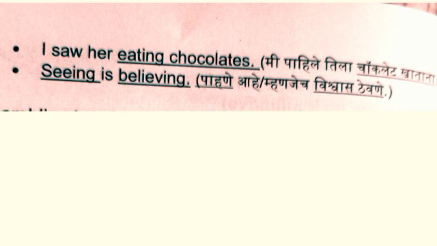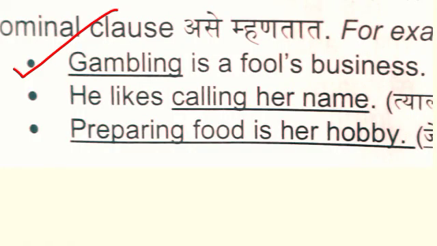Now let's discuss the first sentence. The sentence is gambling is a fool's business. In this sentence, gambling is a nominal non-finite ing clause, or present participle clause. It is functioning as the subject. Is is the verb, and a fool's business is the complement. If you try to replace this subordinate clause, that is gambling, with a noun, pronoun or noun phrase, it communicates the proper meaning.